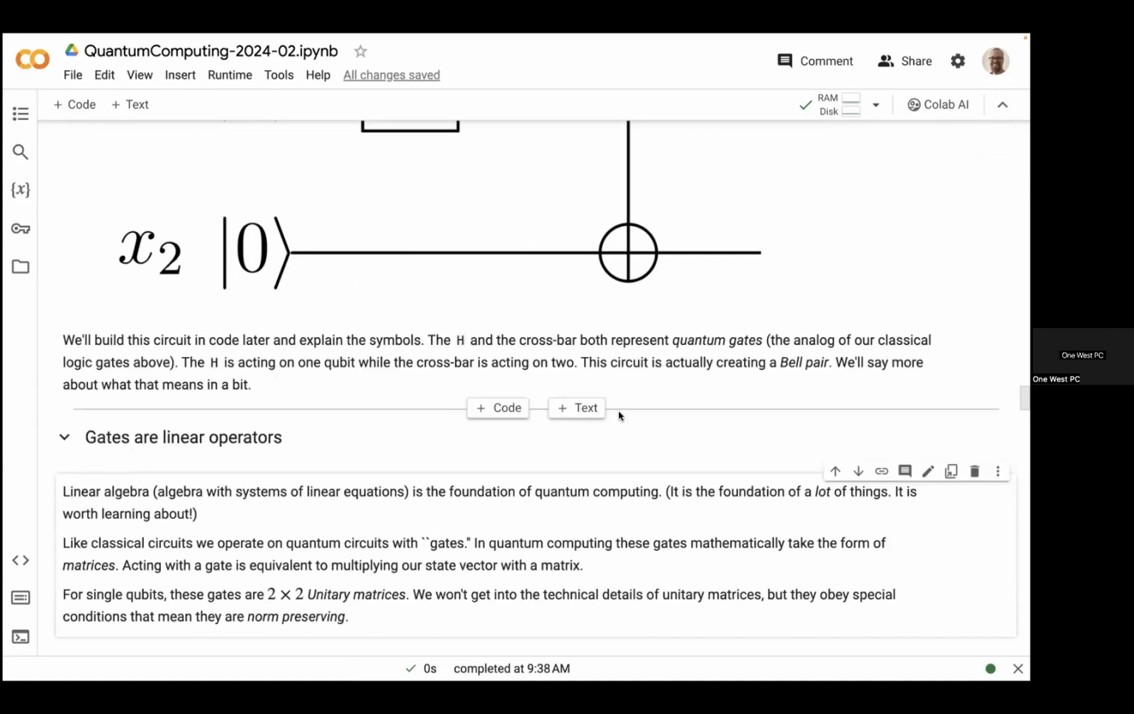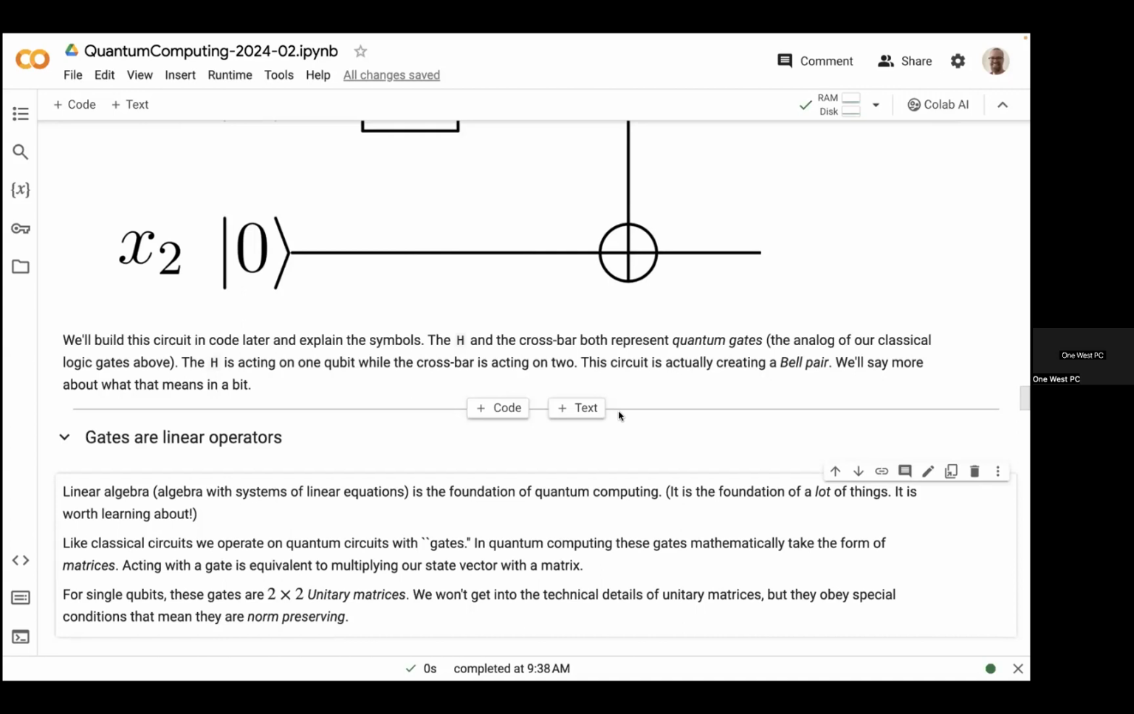Okay, so one of the consequences of this reversible computation is that our gates are linear operators. So linear algebra is basically the foundation of quantum computing. It's the foundation of a lot of things. It's also the foundation of machine learning. Basically, it's really worth learning about. I remember in high school, that's where I first started learning about linear algebra, and I thought it was really boring. Super interesting. It's super useful.